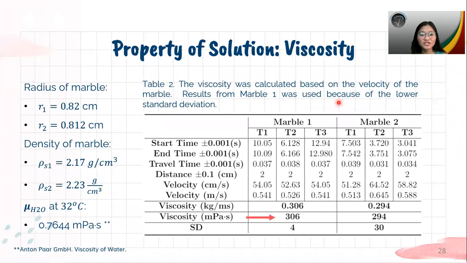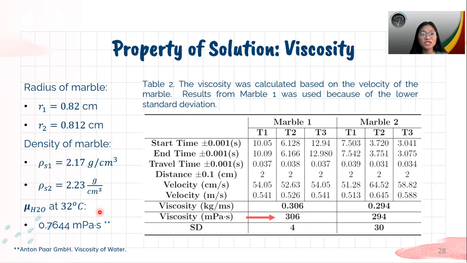Now, the standard deviation of viscosity values calculated using the first marble is lower than that of the second marble. Hence, the average viscosity obtained from the first set of results was used for future calculations. However, we can see that the obtained viscosity of 306 millipascal second is 3 orders of magnitude away from the viscosity of water at 32 degrees Celsius.